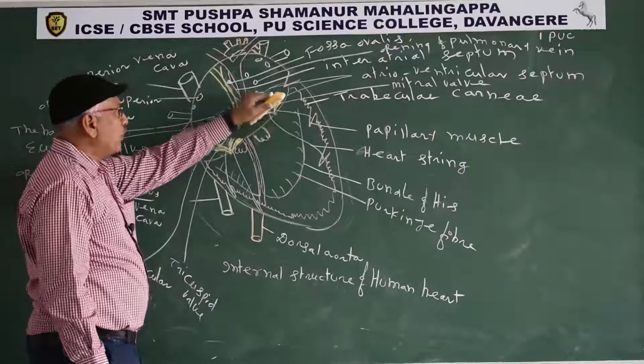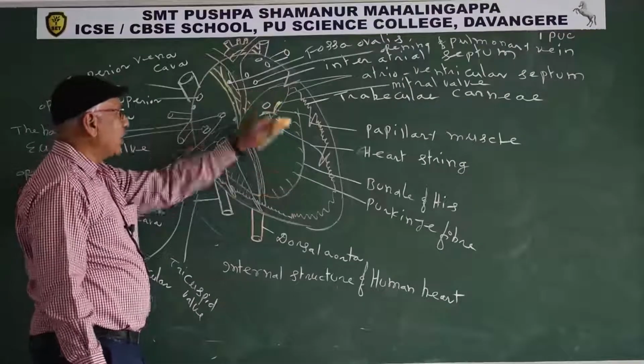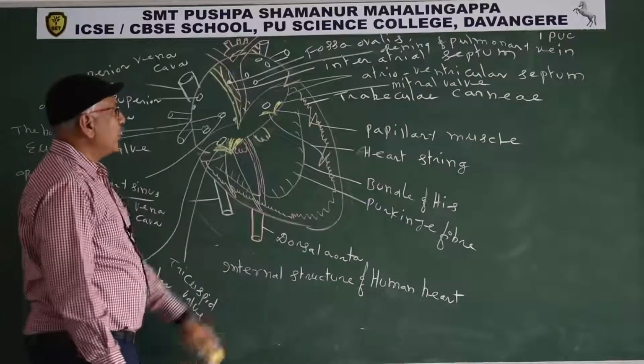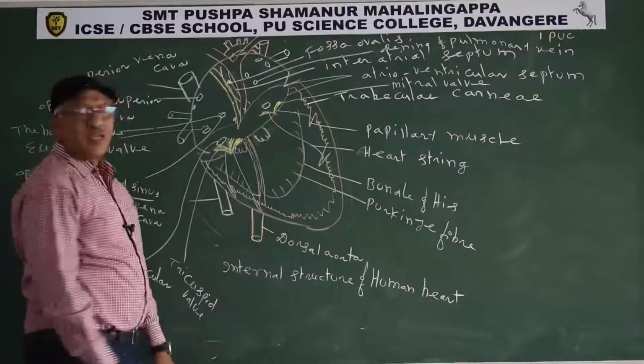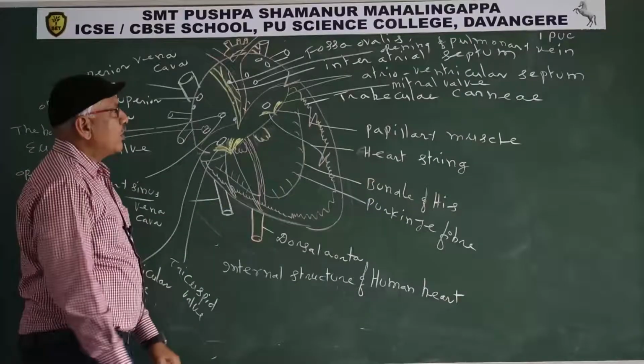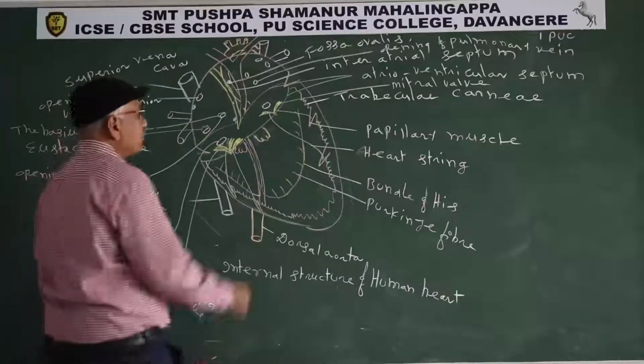Similarly, the opening present between the left atrium and left ventricle is known as the left atrioventricular aperture. It is guarded by the bicuspid valve, also known as the mitral valve.